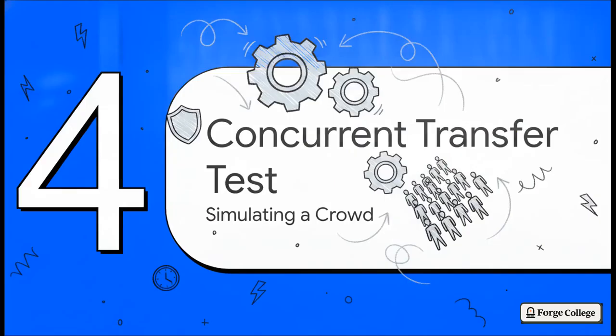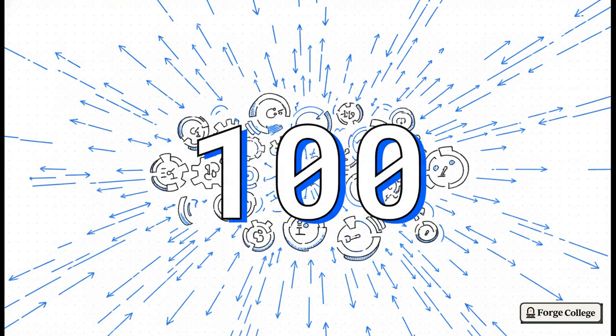Let's move on to Section 4, the concurrent transfer test, simulating a crowd. We're going to ground all this theory in a real-world scenario by stress testing a functional flow. Picture the number 100. We are going to simulate 100 parallel token transfers hitting your smart contract at the exact same millisecond. They are not politely waiting in line, taking turns. No way. This is simultaneously. This is how we find out if your application can handle a real crowd.